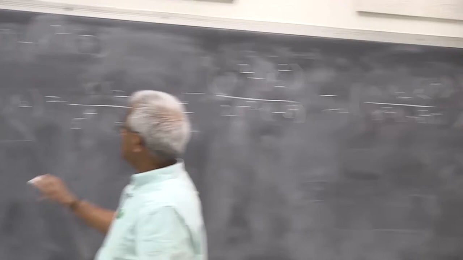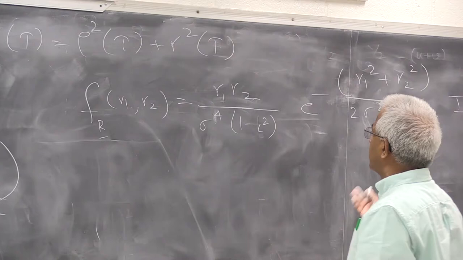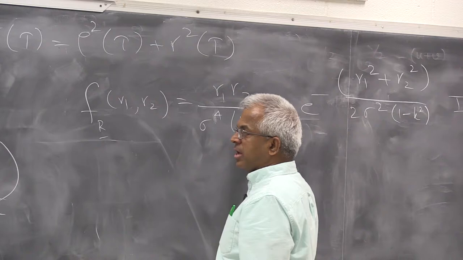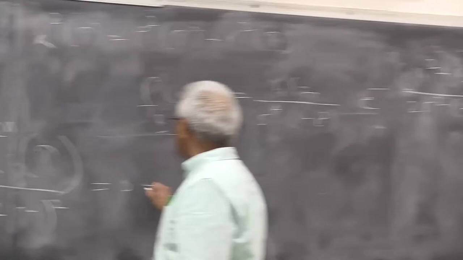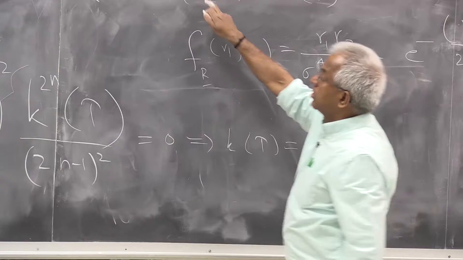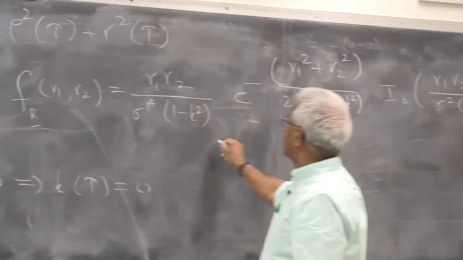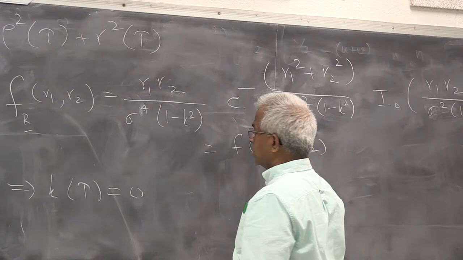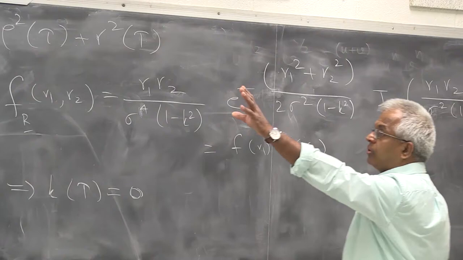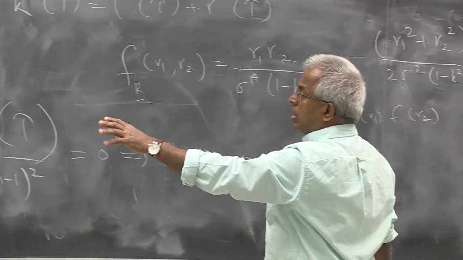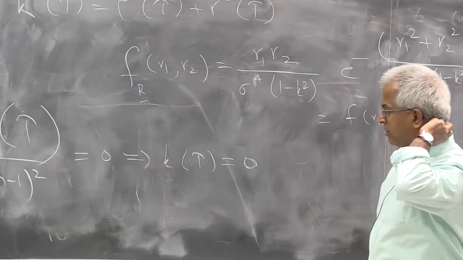So if the two random variables are independent, of course, it goes both ways. That's the whole point. If the two random variables are independent, then k is 0. Conversely, if the correlation is 0, you can see correlation is 0 means k has to be 0. K tau is 0, and k tau equal to 0 means rho and gamma are zeros. So if you go back, you can clearly see that from here, you will also get this to be f R1 multiplied by f R2. The moral of the story is, if the two random variables are independent, then k is 0. But conversely, if they are uncorrelated, then k is 0, and the two random variables are independent.